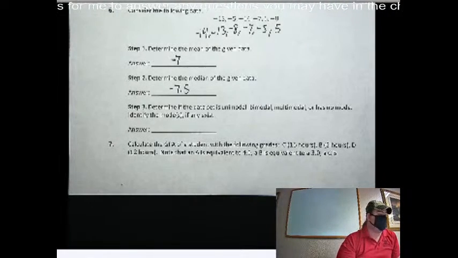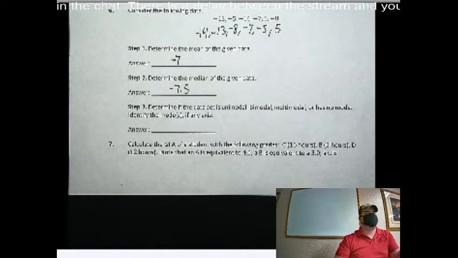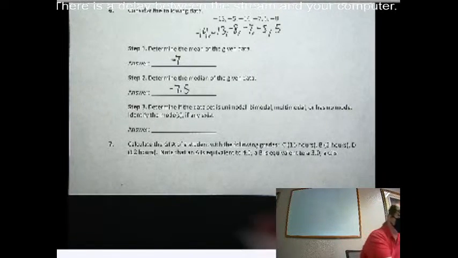Okay. And finally, the mode. What is our mode? There's no mode here. In order for us to have a mode, we need to have a number that repeats. None of these repeat.